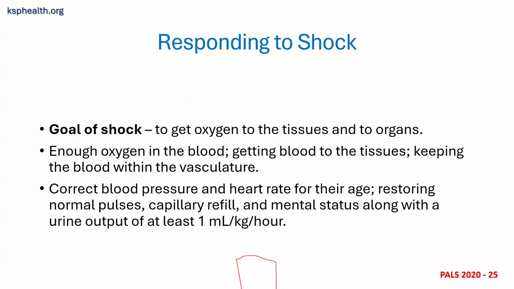The correct blood pressure and heart rate vary for the age. So when you are dealing with children, make sure it's appropriate for that particular age. Restore normal pulses, capillary refill, and mental status, along with urine output of more than 1 ml per kg per hour.